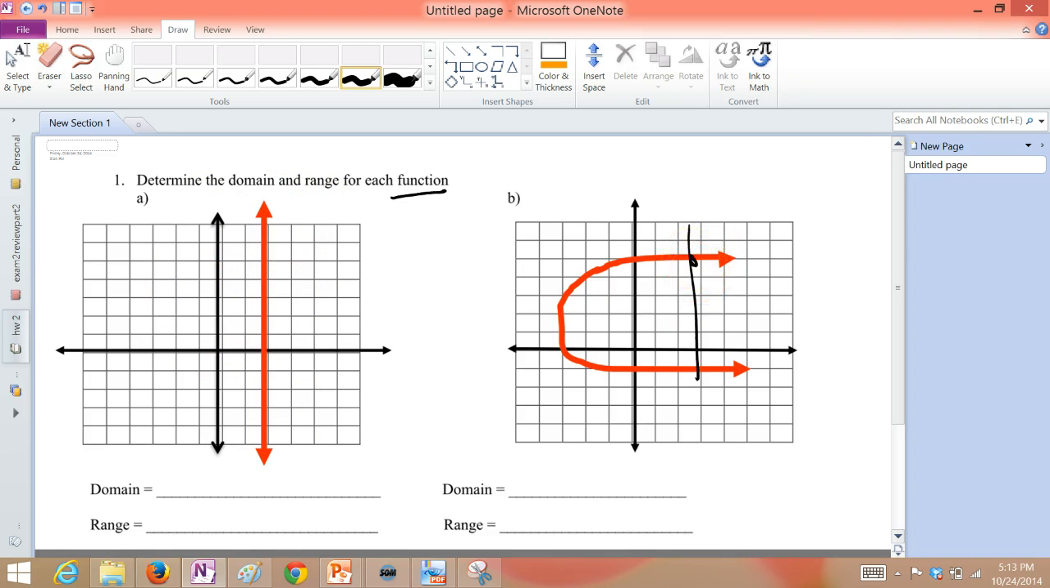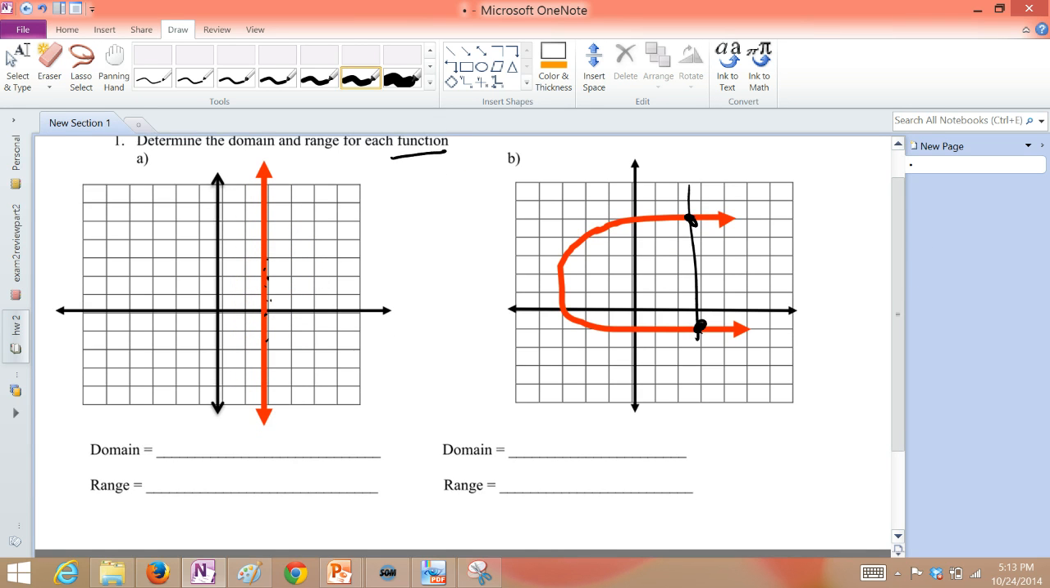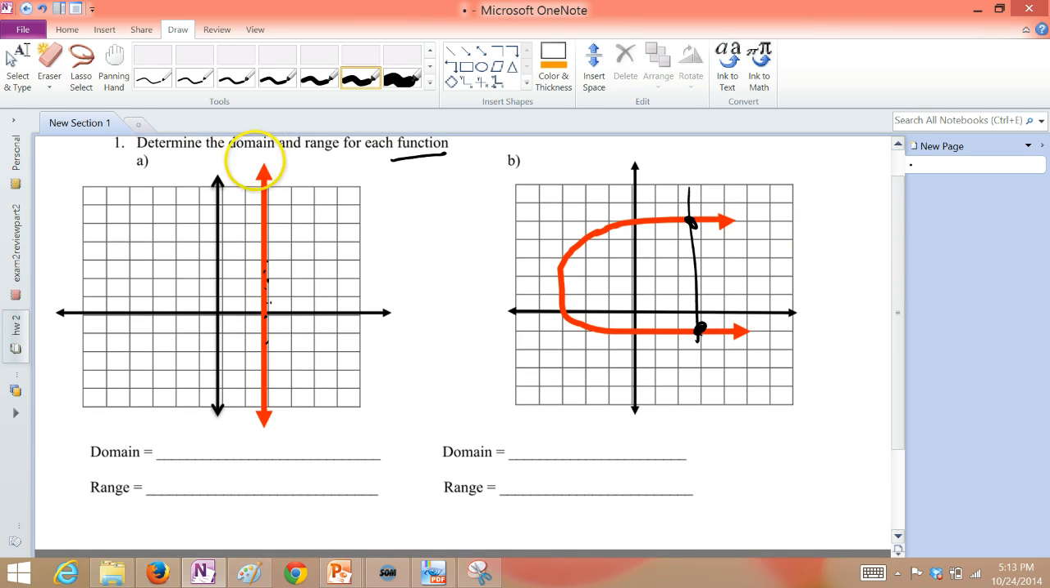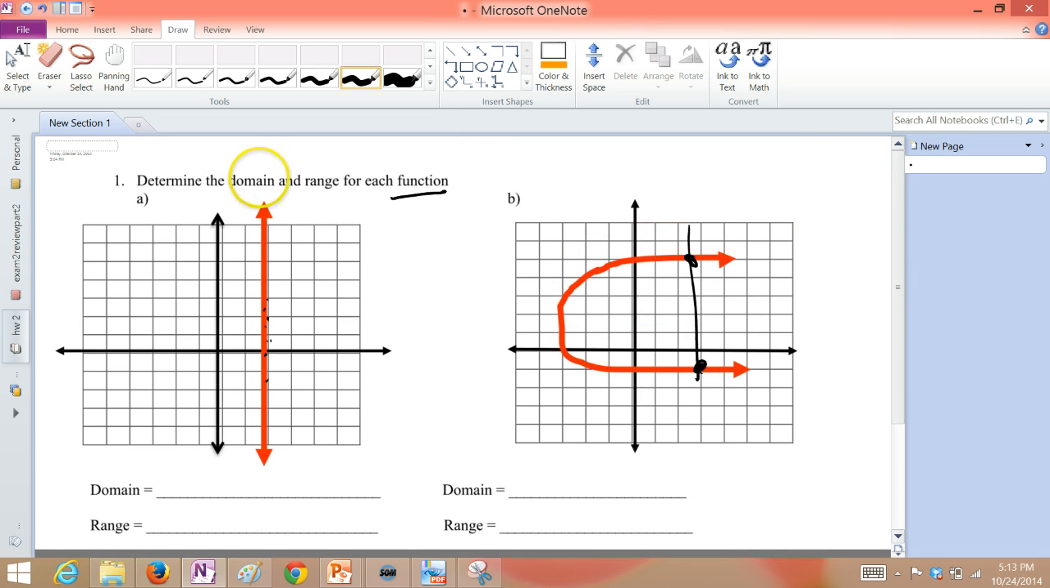So this guy definitely fails the vertical line test because we have vertical lines that cross twice. Technically, this guy fails the vertical line test because you'll have multiple y values for one particular x value. So neither one of these are functions actually, but we're still going to answer the question though. Domain means possible x values, and range means possible y values.